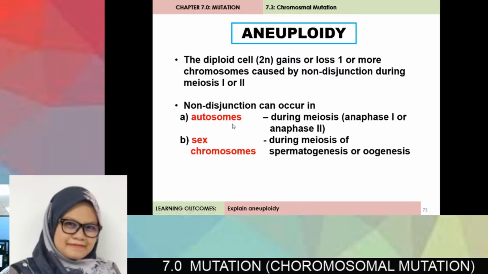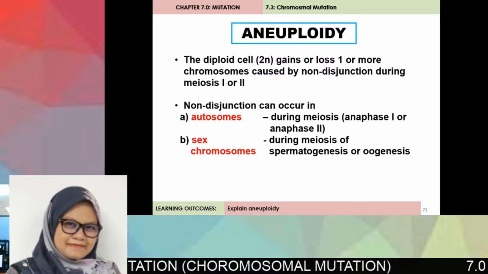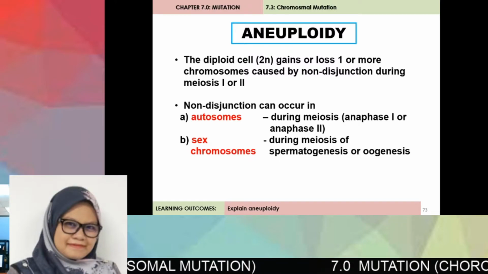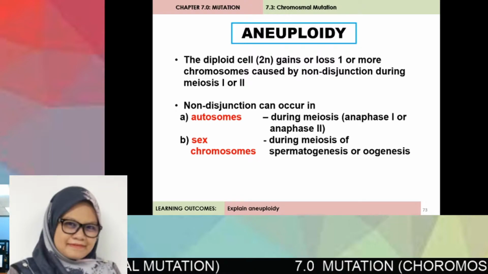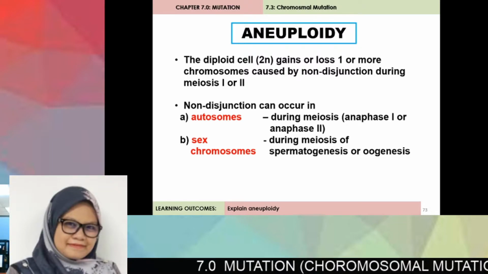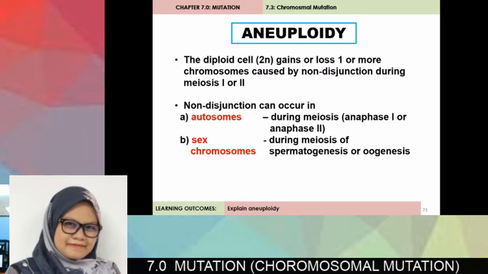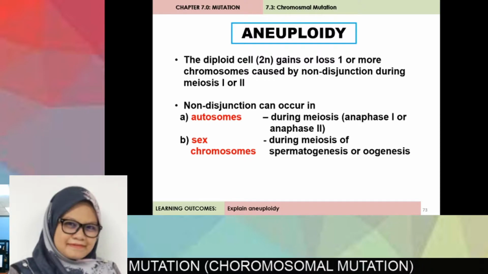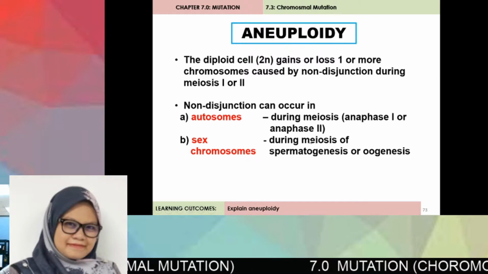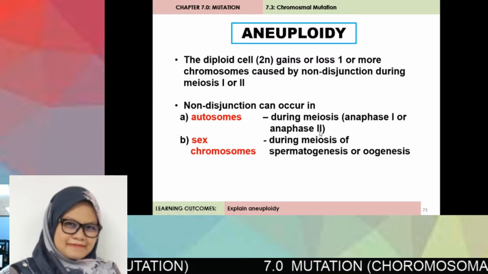Okay, what is meant by autosome? The set of chromosomes from chromosome number 1 until chromosome pair 22. Itu semua kita panggil sebagai autosome. And then this non-disjunction also can occur at sex chromosome. So sex chromosome adalah kromosom pada pasangan ke-23. Dan bila kita kata sex chromosome ni, semua ini berlaku sewaktu meiosis 1 ataupun berlaku waktu meiosis 2.